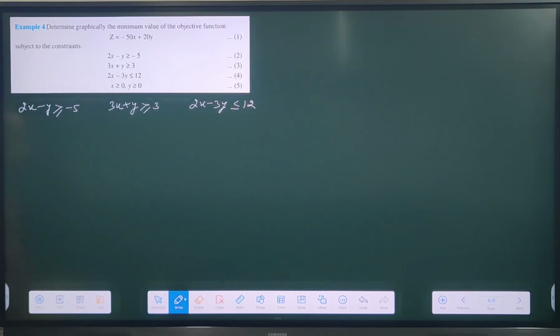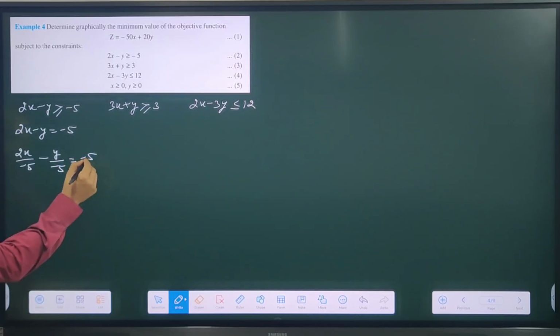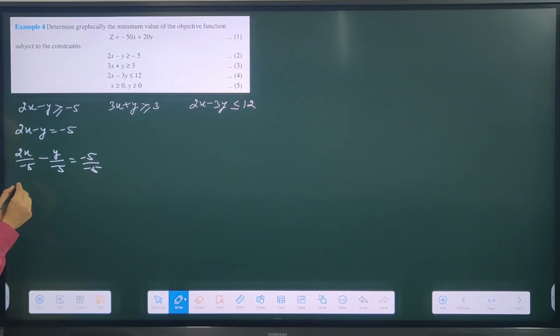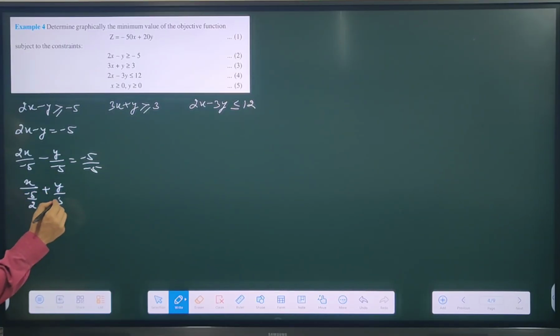So the very first thing that you have to do is write the equation corresponding to this linear inequality. It will become 2x minus y is equal to minus 5. We would like to write it in intercept form. That means we will divide both sides by minus 5. 2x divided by minus 5 minus y divided by minus 5 is equal to minus 5 divided by minus 5. So x divided by minus 5 by 2 plus y divided by 5 will give you 1.